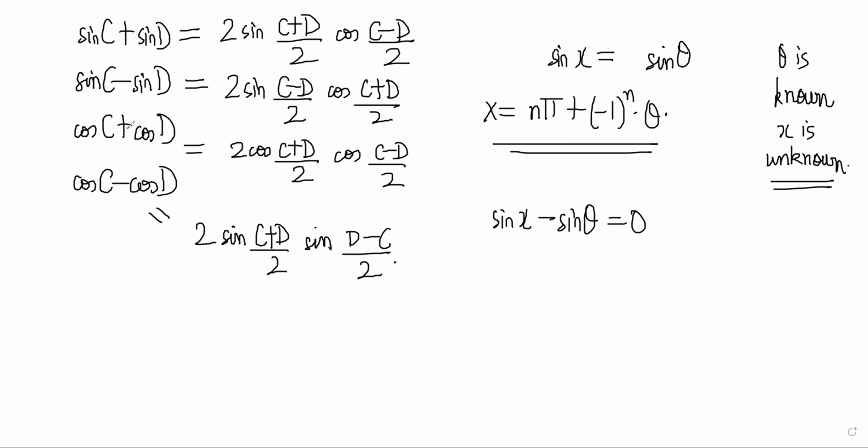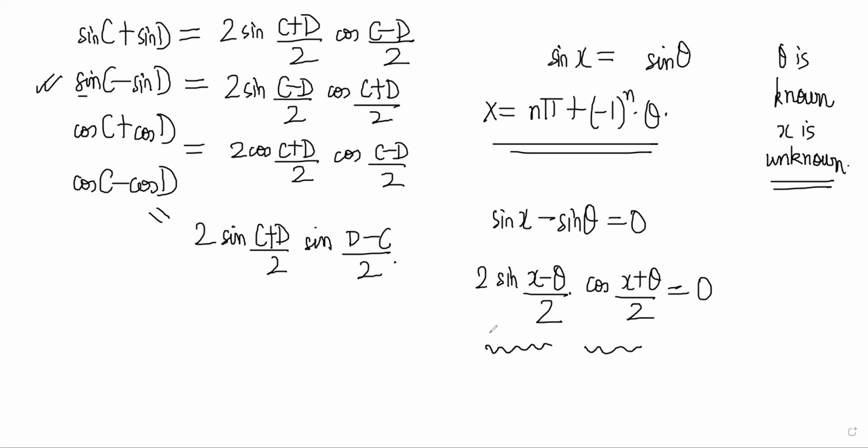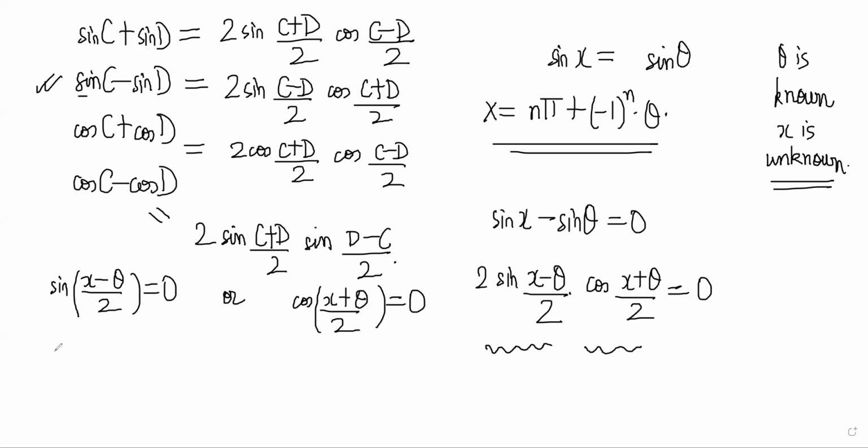And now I'll apply the second formula, sine C minus sine D, right? I'll get 2 sine (x minus theta)/2 into cos (x plus theta)/2 equals 0, right? Now you have to think of, okay, when is the product of two things going to be 0? You can have either sine of (x minus theta)/2 is 0, or you can have cos of (x plus theta)/2 is 0, right?